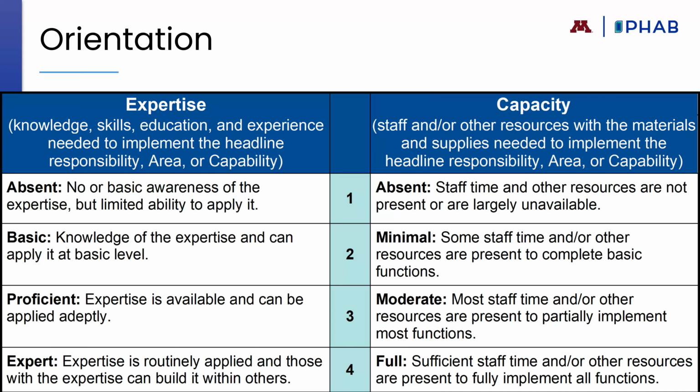Please note that the lowest expertise and capacity responses are absent, which should indicate the absence of a skill or resources, respectively. The highest expertise and capacity responses are expert and full, respectively, which should indicate superior skill or resources, and no necessary improvements are needed. The middle responses for both expertise and capacity have subtle but meaningful differences. Please keep this rubric in mind when making your expertise and capacity decisions.